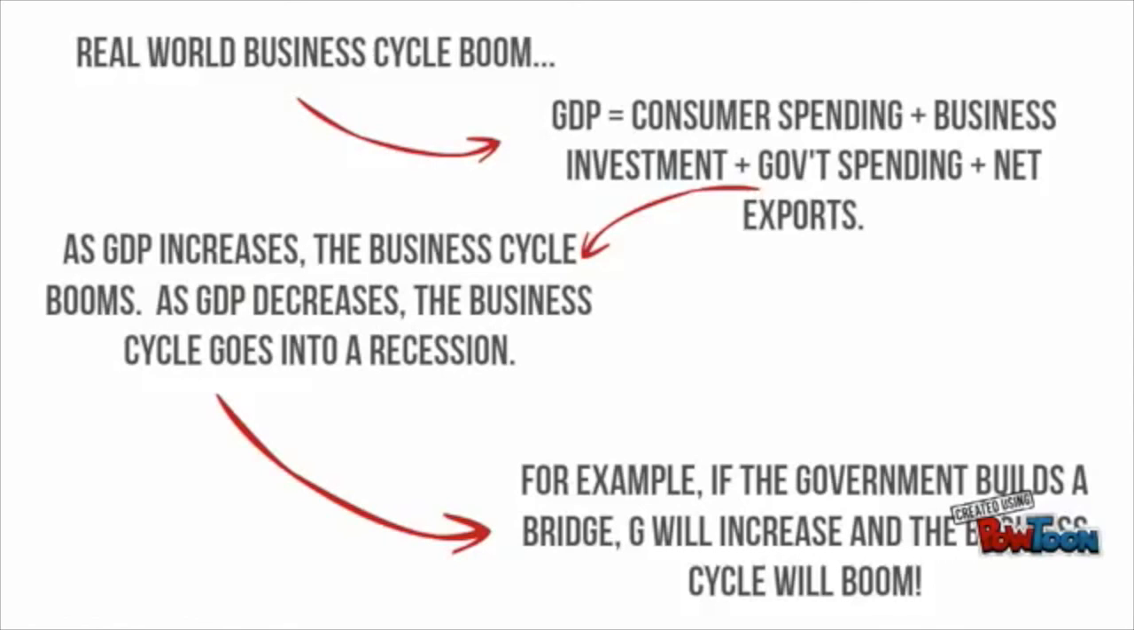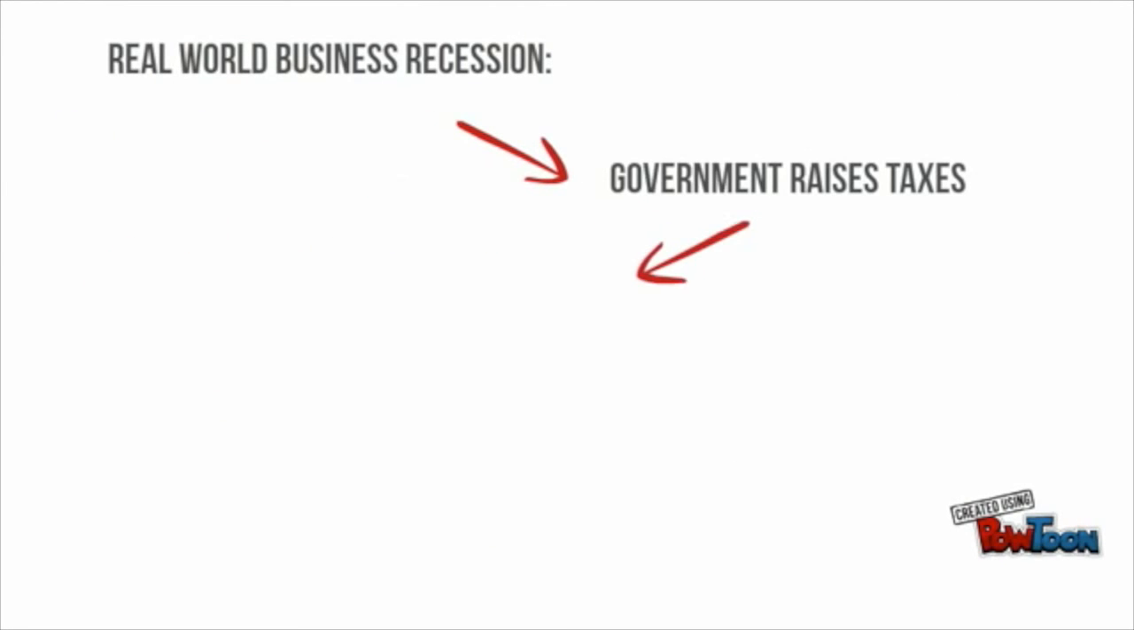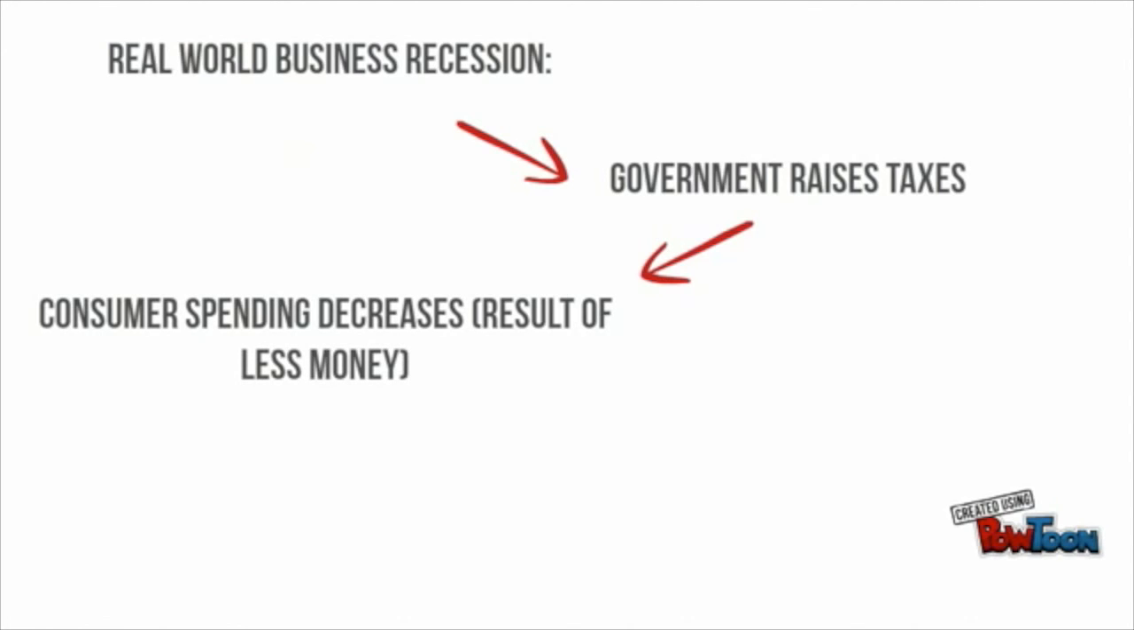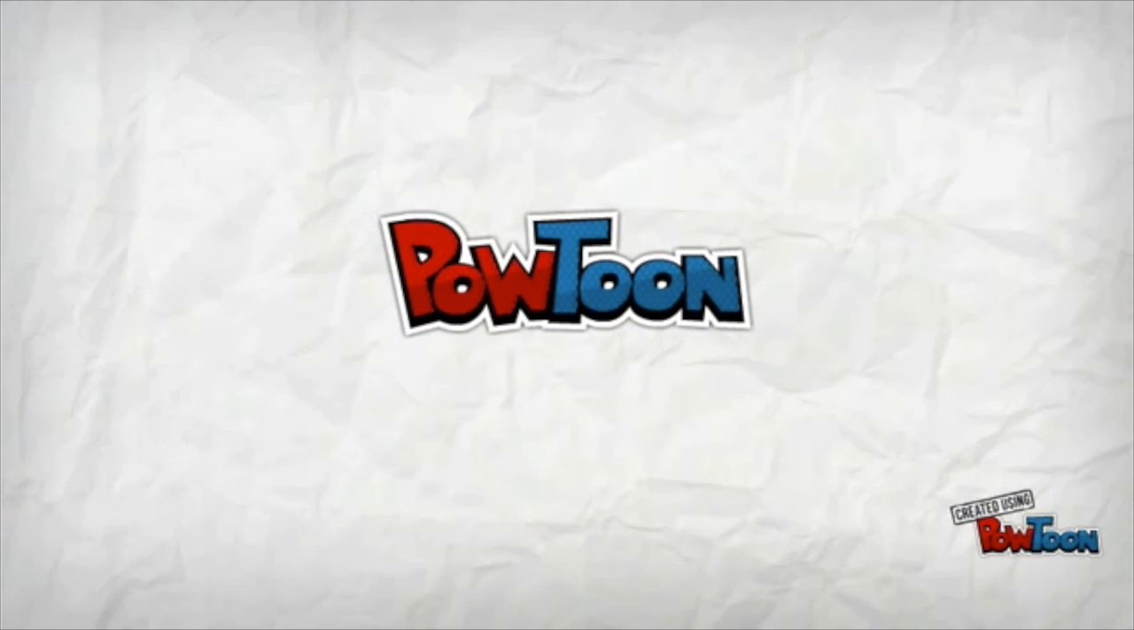An example of this would be if the government decides to build a bridge, government spending will increase, GDP will increase, and thus the economy will expand. On the other hand, a recession would result from a decrease in GDP or contractionary fiscal policy. For example, if the government raises taxes, GDP will decrease.